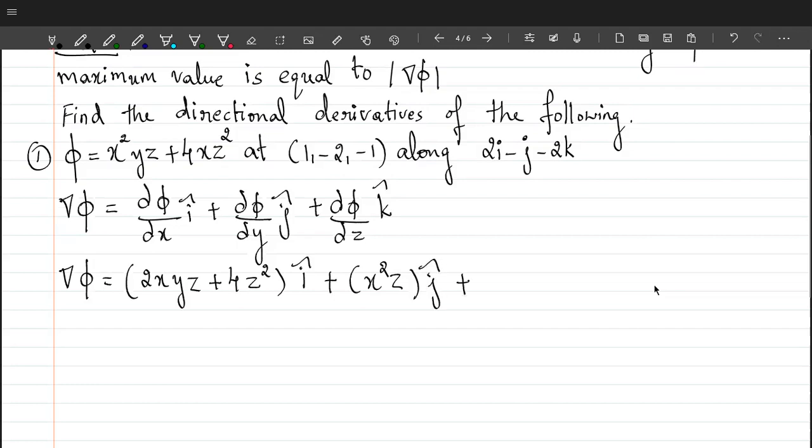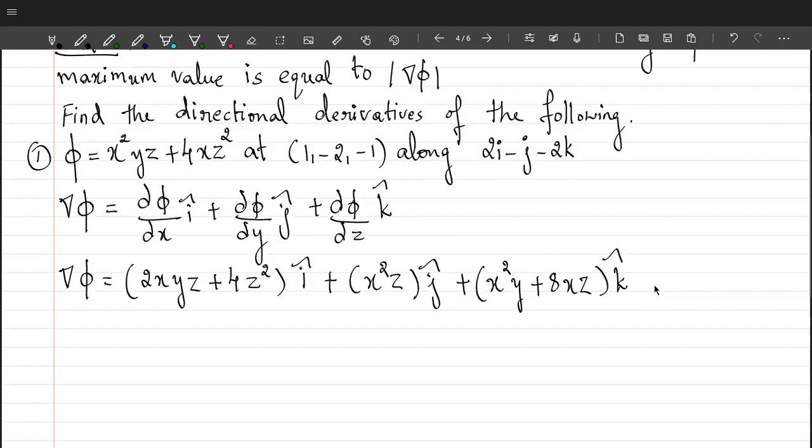Plus dou phi by dou z. If you differentiate phi with respect to z, you get x square y, and here the differentiation of z square is 2z. So I think I get 4 into 2, that is 8xz into k cap. Check the answer again. You get 2xyz plus 4z square i cap plus x square z j cap plus x square y plus 8xz k cap.